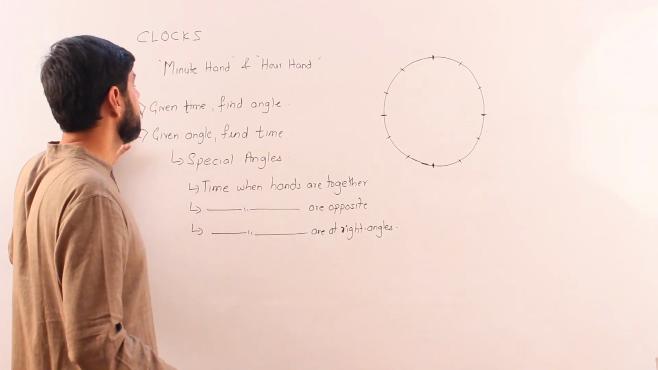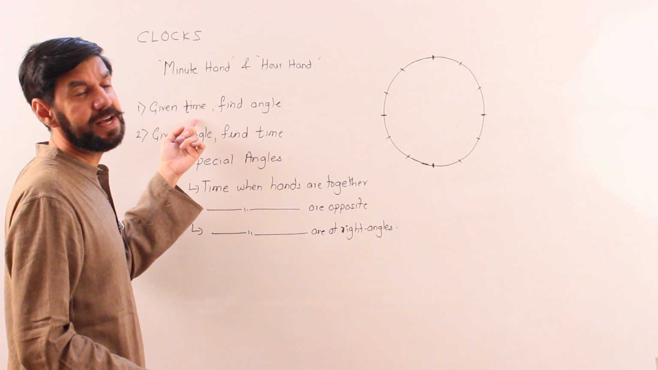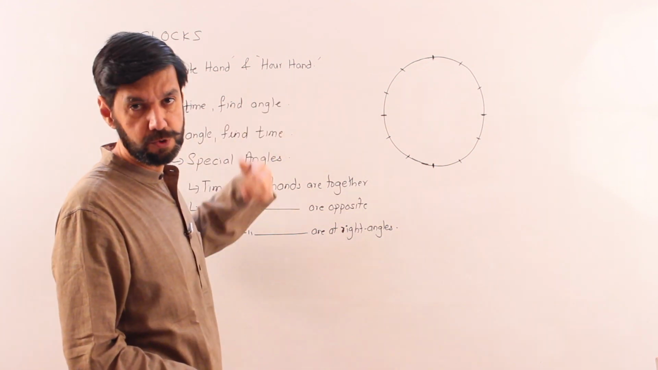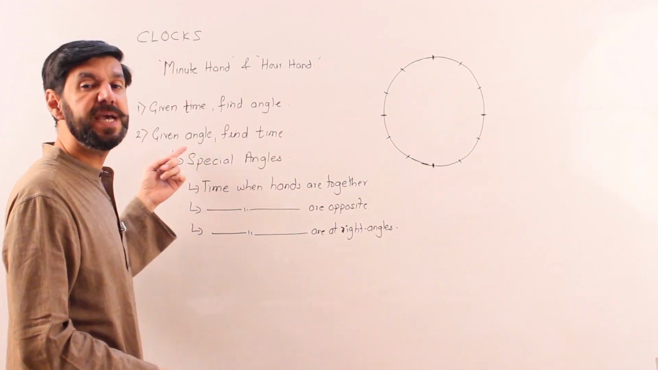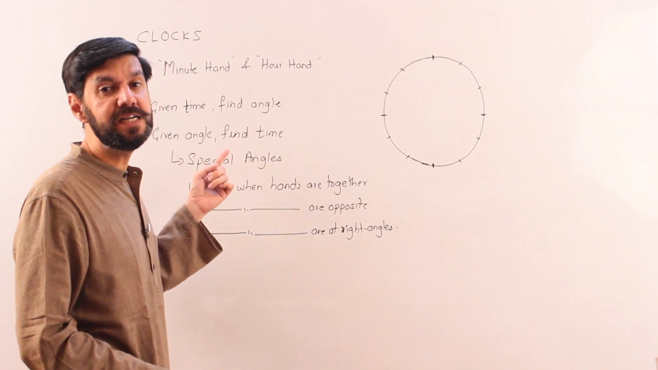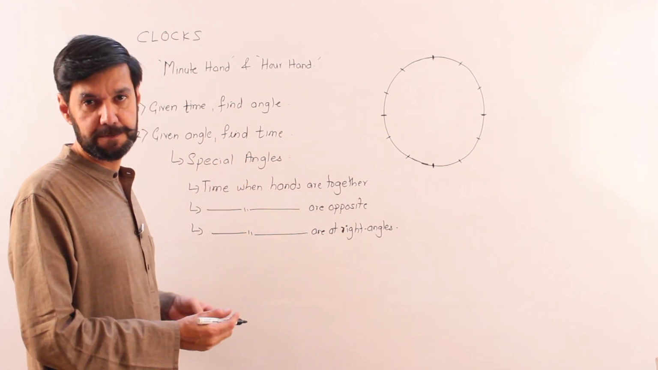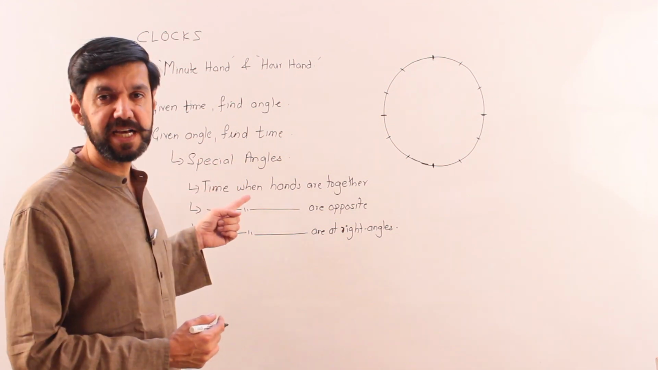What are the types of questions? Usually a time is given and we need to find the angle between the two hands. A tougher one will be an angle is given and we need to find the time at which that angle takes place. Three special angles.